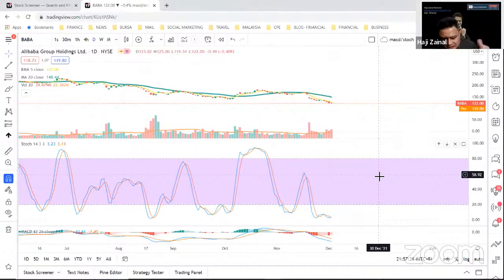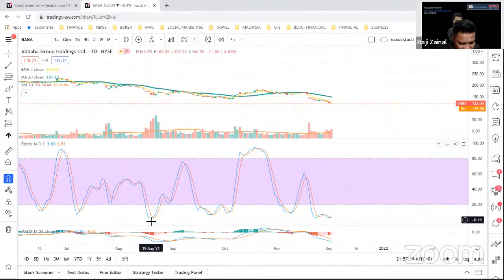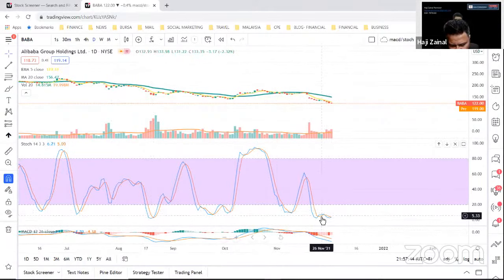So we know that the trend is a downtrend. That's it, downtrend. So the next question: I want to catch the lowest price. Yes, I want to catch the lowest price. So at the moment, this is the lowest price. Why is it the lowest price? Because if you notice, this is the lowest previously, and the stochastic also hit the lowest.